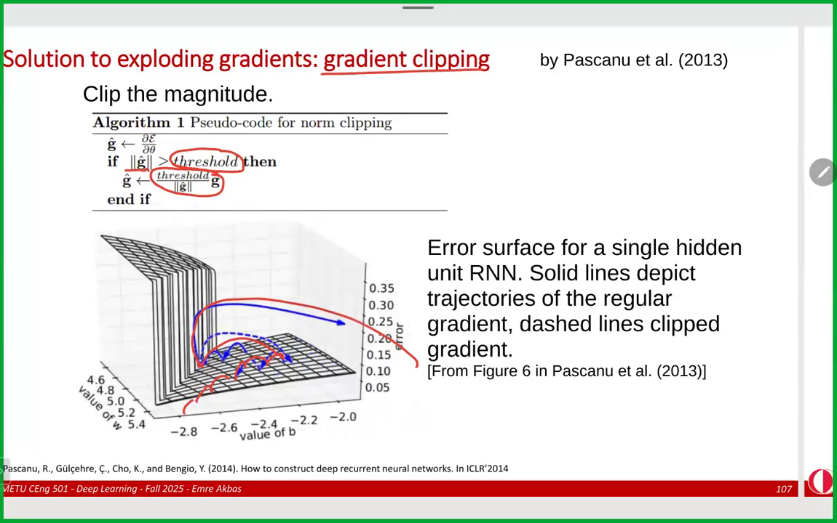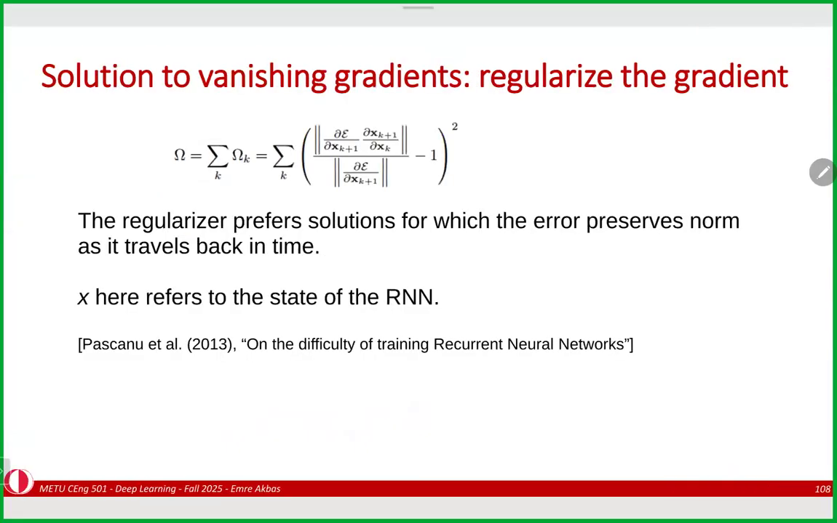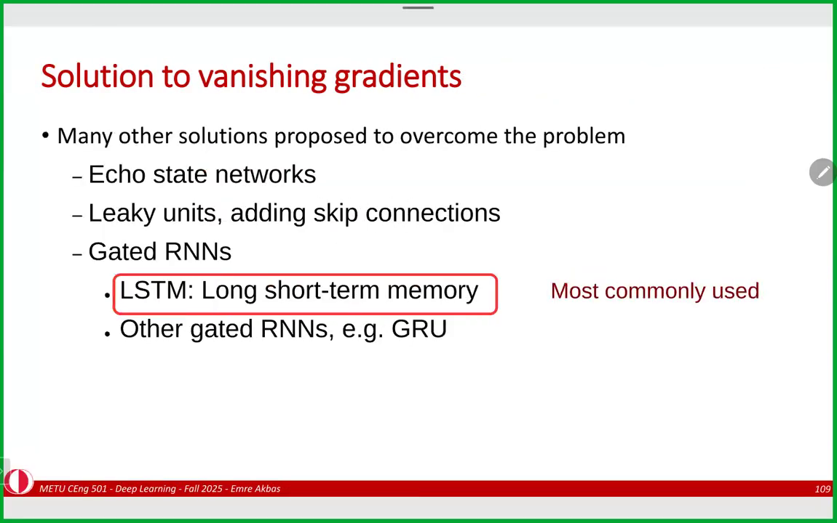What about vanishing gradients? There are, of course, several solutions proposed. One of them is regularizing the gradient. I will just skip this because this is not being used widely. The real solution to vanishing gradients is the LSTM networks, long short-term memory networks, or other gated RNNs such as GRU. Now we will go through them.